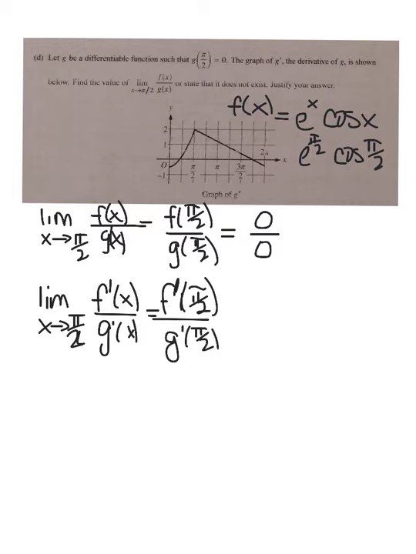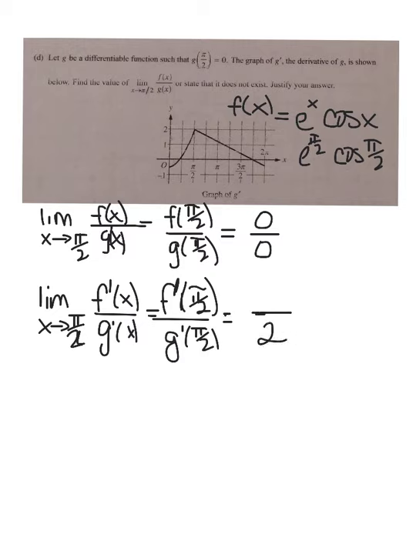Okay, well, now let's look at the denominator first. g prime of pi over 2, this is the graph of g prime. So I could go straight to pi over 2, follow it up, and there's its value. So g prime of pi over 2 is going to be 2.